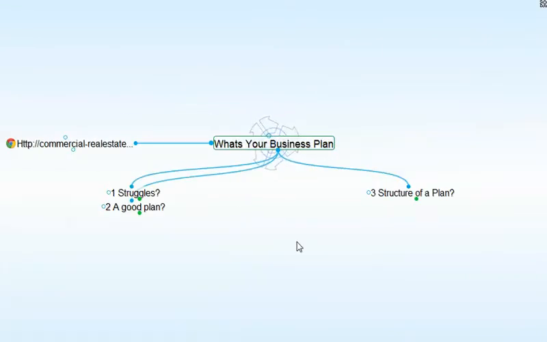You can see that there are lots of things to do in your business plan in commercial real estate. It's a great career, lots of opportunities. Commissions come from striving hard and working to a plan, and that's what the business plan is all about.